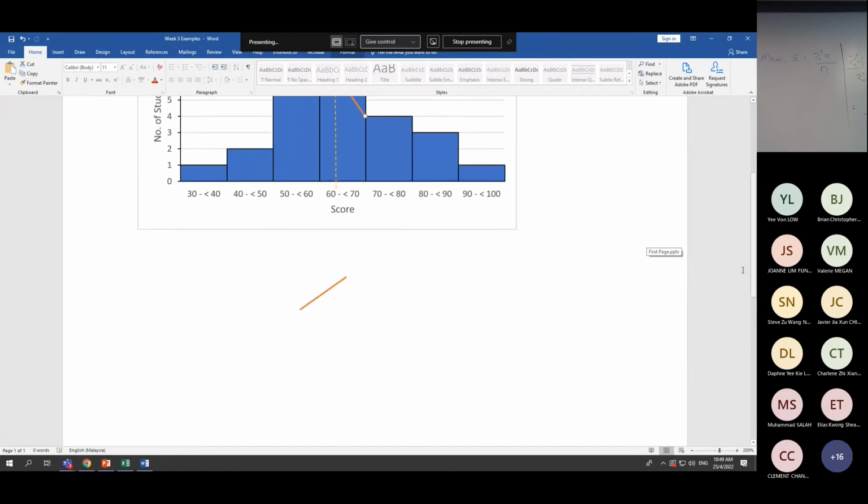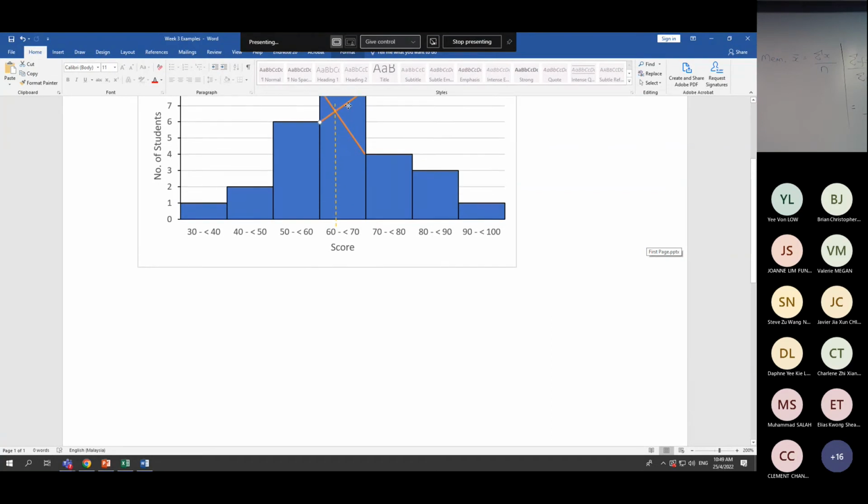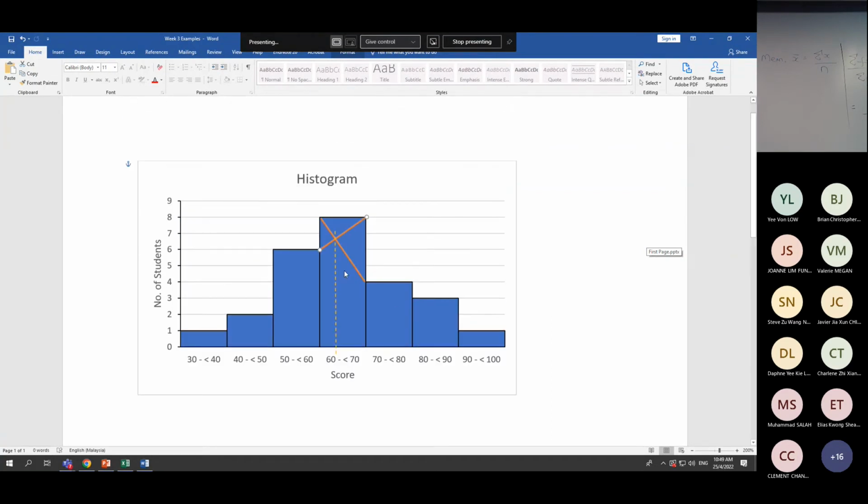I have it drawn yesterday. I move my line to here. You have to join this point to this corner. Then go to the intersection point between these two orange lines. Then you have to draw a vertical straight line. I use yellow color. Draw a vertical straight line until touching the x-axis, until here. So this is the point of mod.